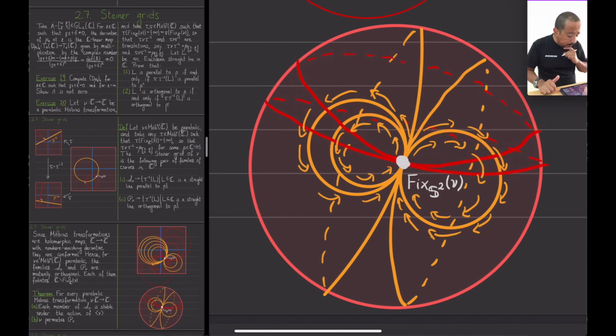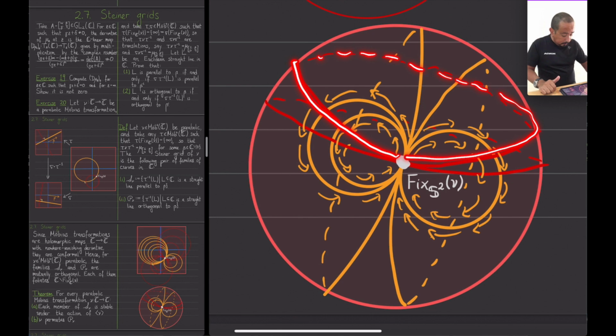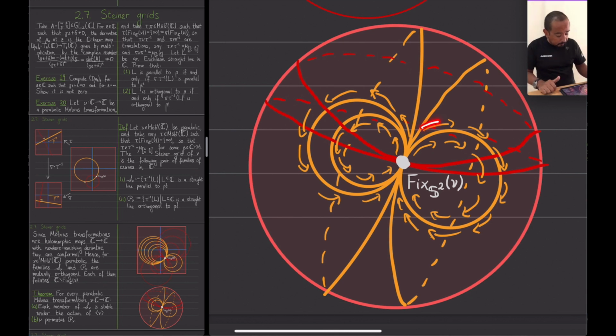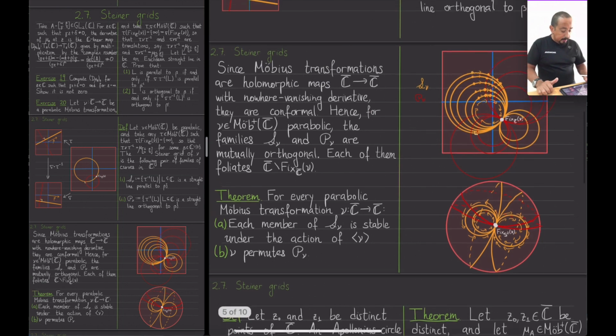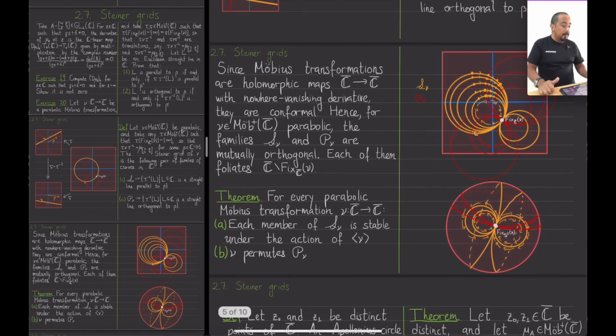Sorry, the other way around. This one will be going to this one, along the orange lines, right? Because of the way I chose this flow, instead of going that way. Okay, so that's more or less the behavior we can imagine for the parabolic transformations.